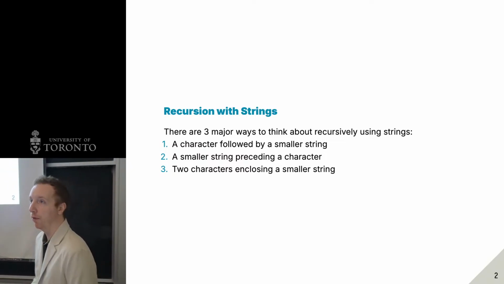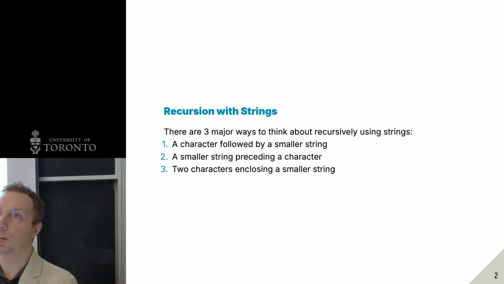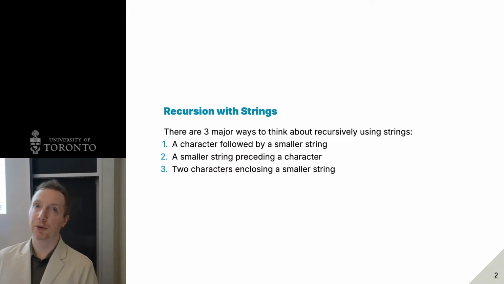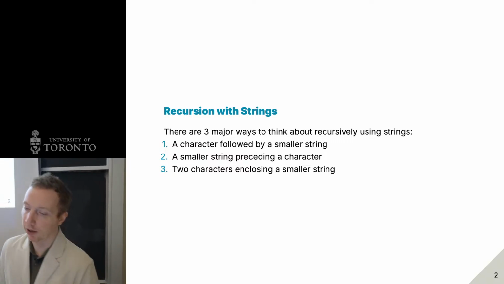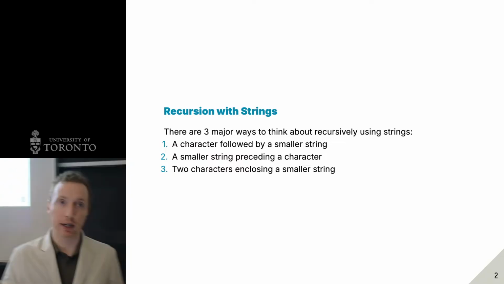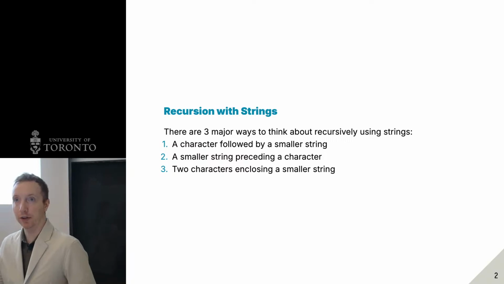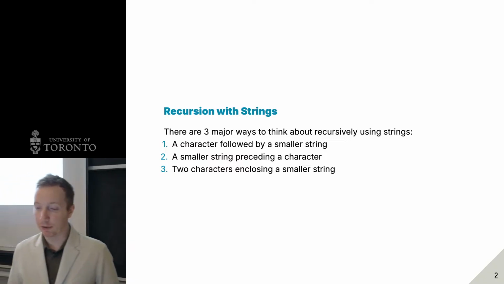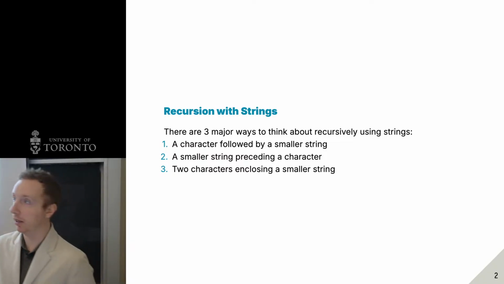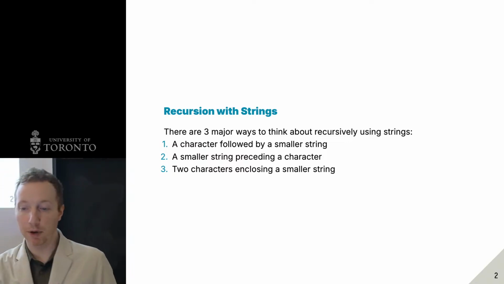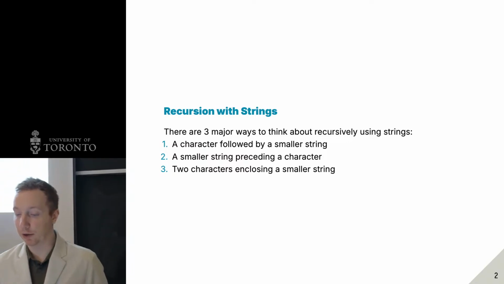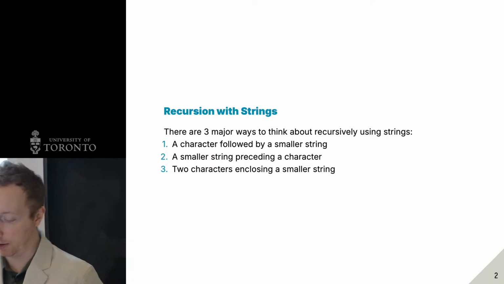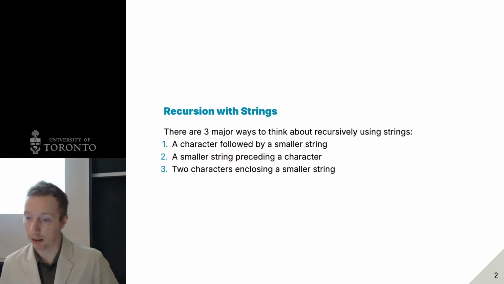Luckily, for recursion with strings, there are generally three major ways to think about reducing the problem to a smaller version of itself. One is the first character or the last character, and then your smaller problem is that string without that character. Maybe you have a smaller string preceding a character, so you look at a character and then take the string before it. Or maybe you're looking at two characters enclosing a smaller string, so you look at the first and the last character, and then argue about the string in the middle of those.